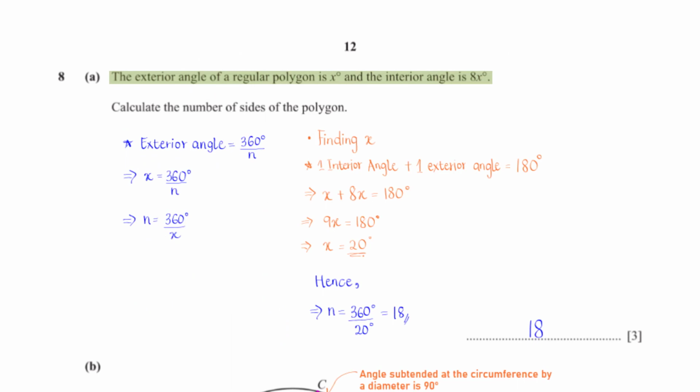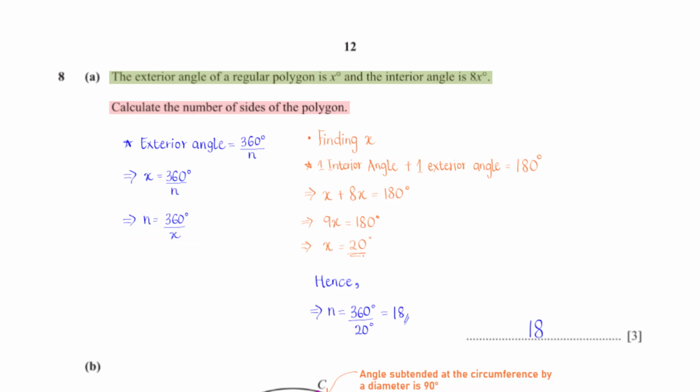The exterior angle of a regular polygon is x degrees and the interior angle is 8x degrees. Calculate the number of sides of the polygon. Here is the formula for the exterior angle of a regular polygon. We've been given the exterior angle as x, and we are told to find n, which is the number of sides of the polygon. When we make n the subject, this is what we have.